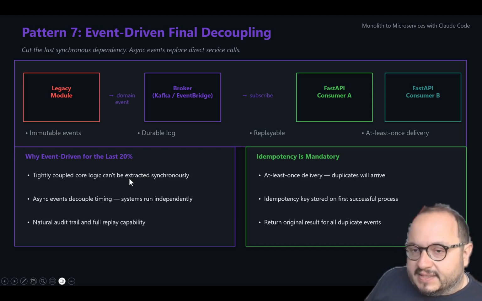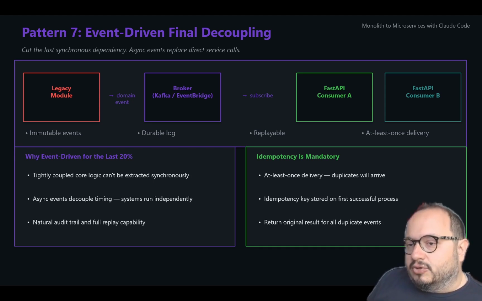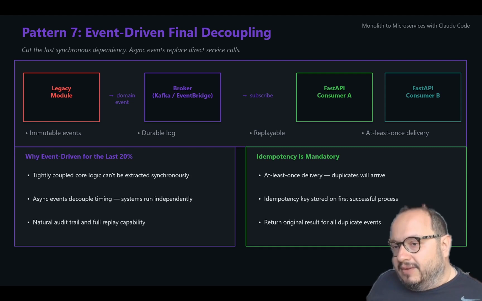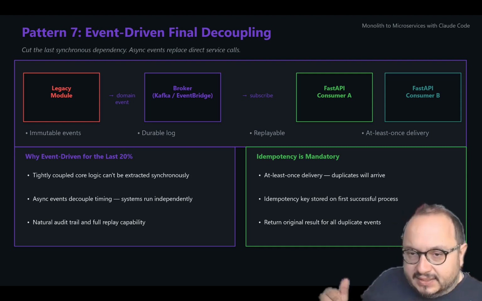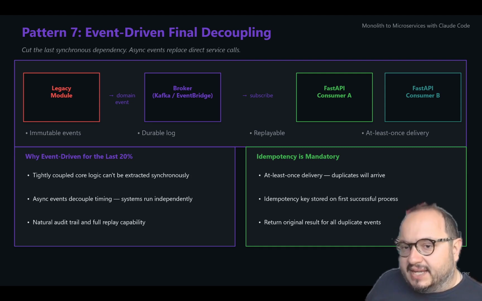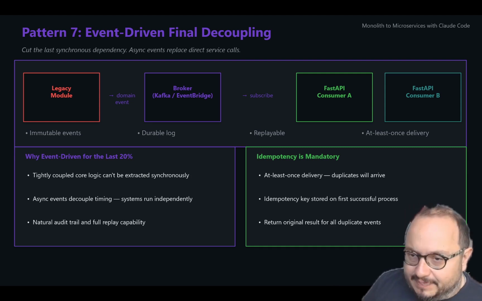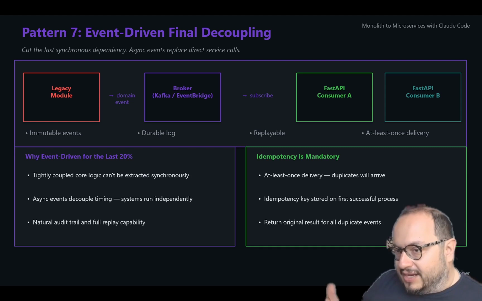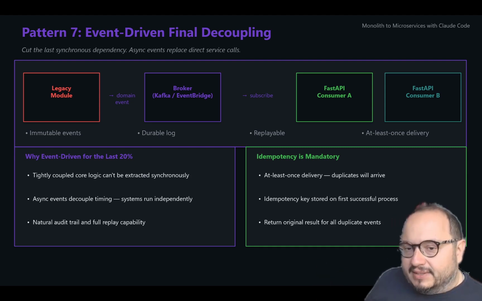Patterns 1 through 6 extract the easy and medium modules. They leave you with the hard 20%: the core business logic that is tightly coupled, deeply shared, and has the most side effects. Getting the last synchronous dependency out of the monolith requires a different technique. Event-driven decoupling is how you cut the last direct call.